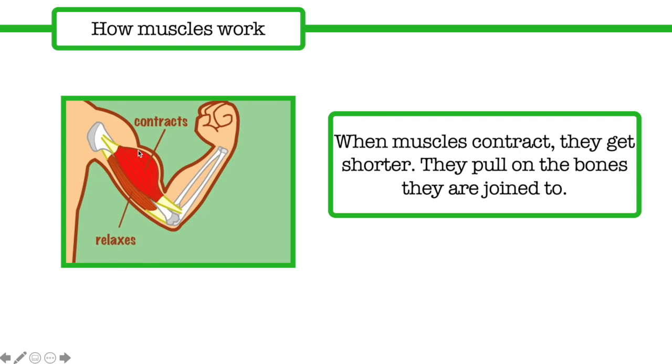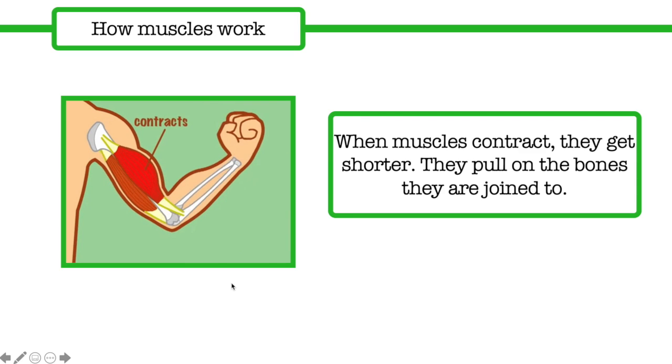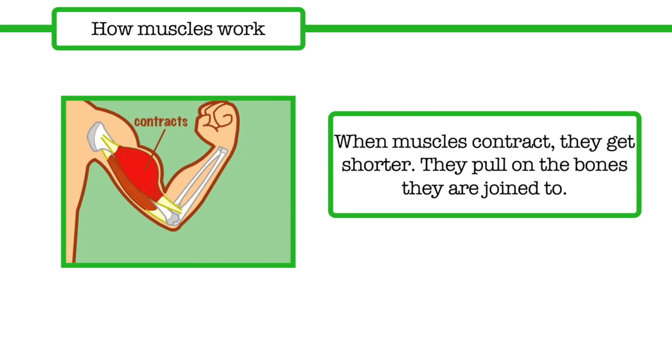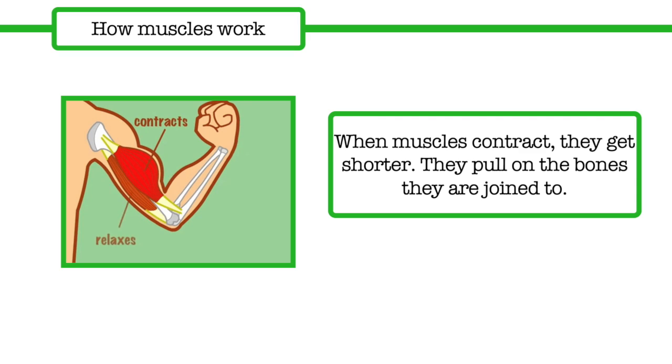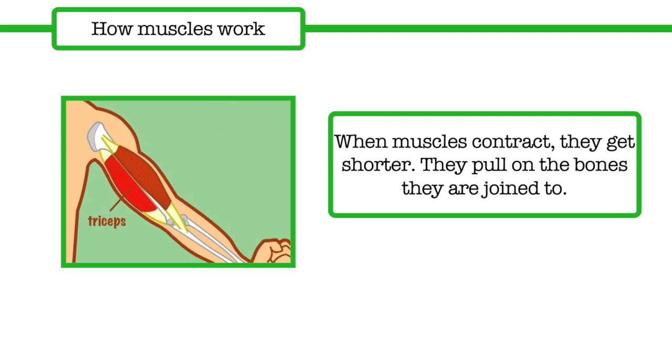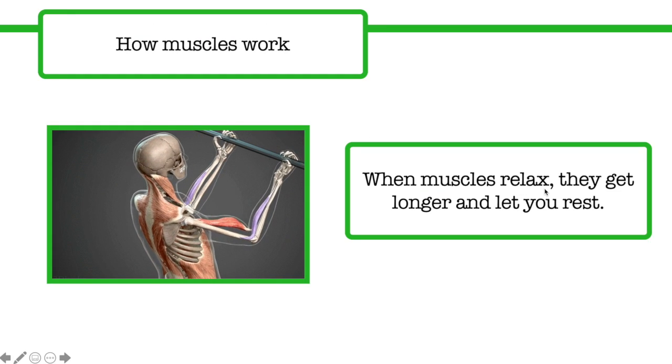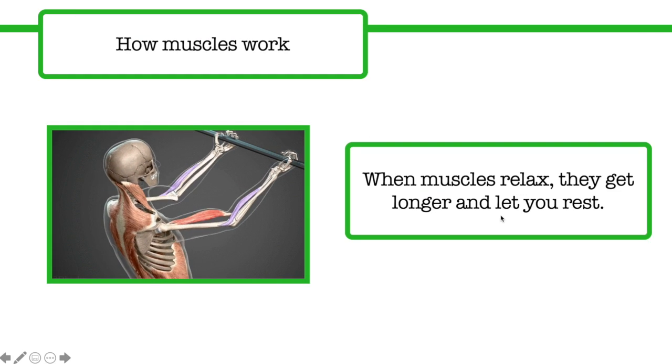So this is the bicep, and over here we have the triceps. What is important for you to understand is that when a muscle contracts, it gets shorter. When the muscles relax, they get longer and let you rest.